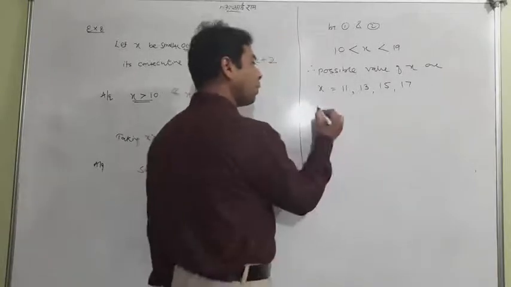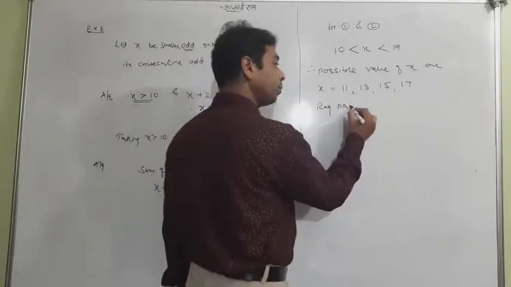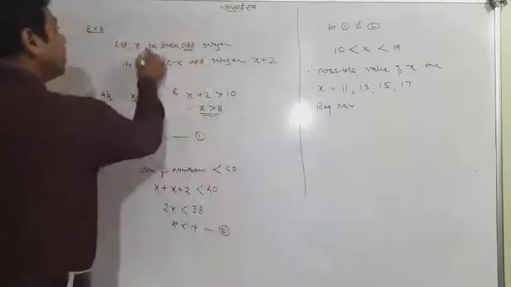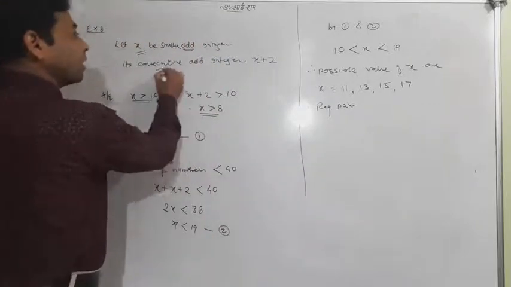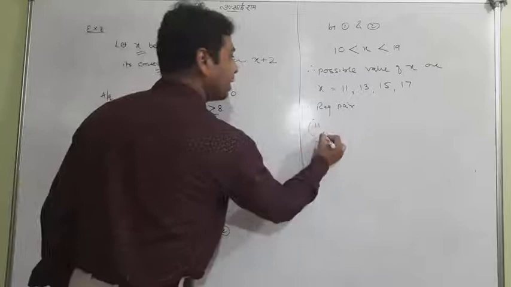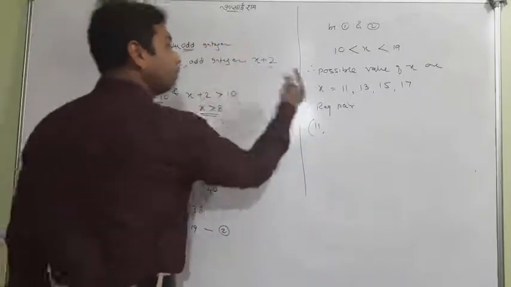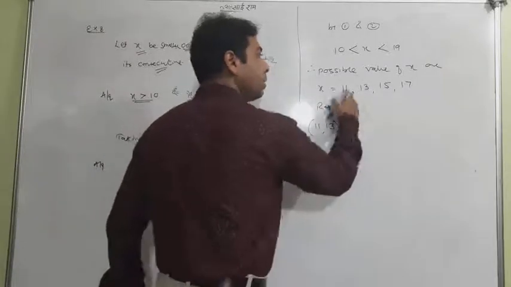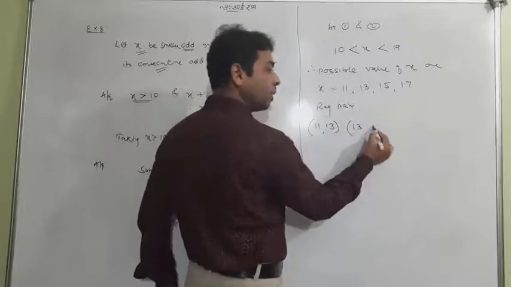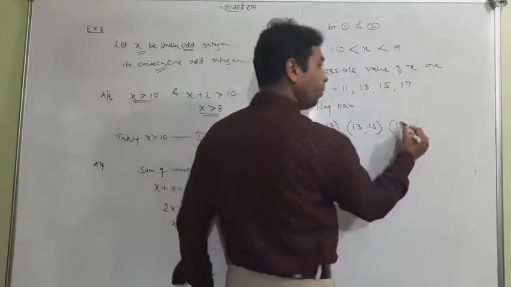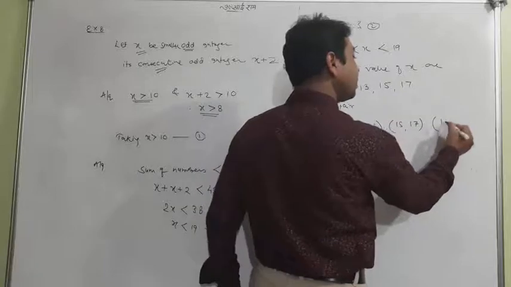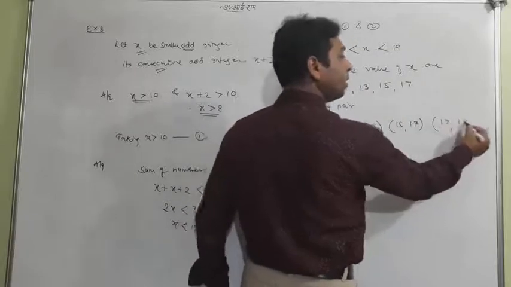So what are the required pairs? First is an odd number and second is its consecutive. First is 11, so its consecutive is 11 plus 2, 13. Second is 13, its consecutive is 15. Then 15, and then 17, its consecutive is 19.